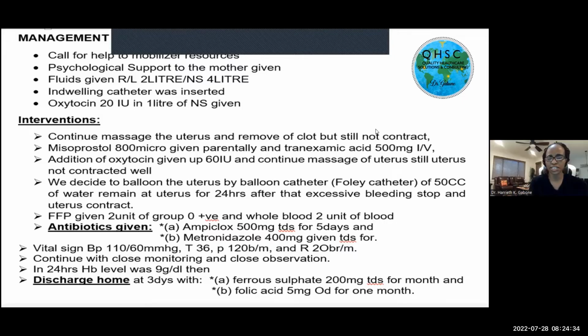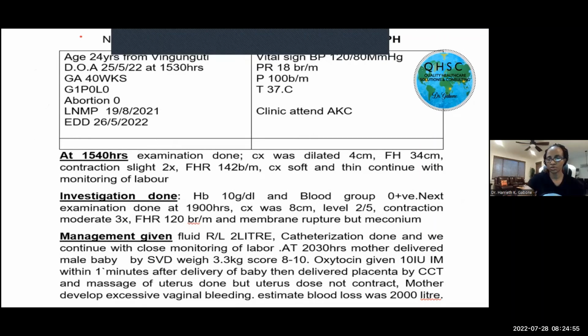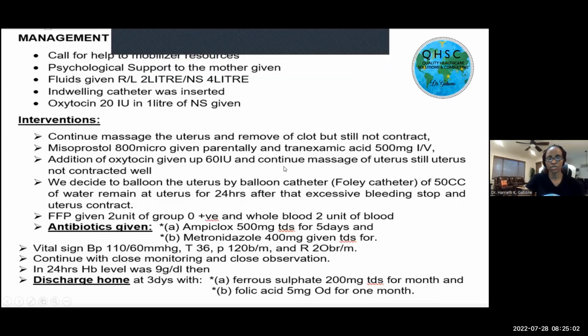Yeah, so initially I think they gave 10 IM, and then there's 20 units they put in normal saline, and then they gave up to 60 units added, so the total of 70. Go back to the first slide. Initially, I don't know if you can see my cursor here, they started with 10 units IM. And on the next page, under management, they gave 20 units in normal saline IV.